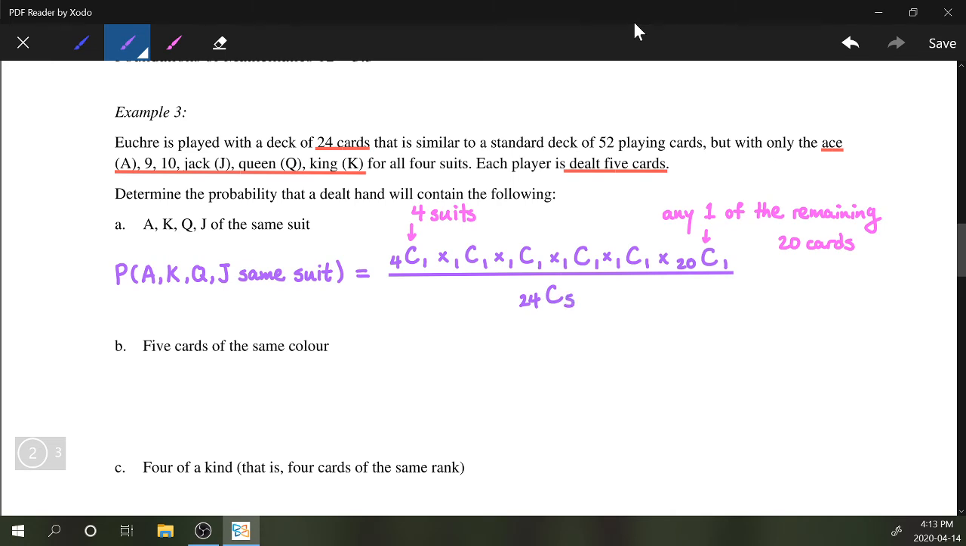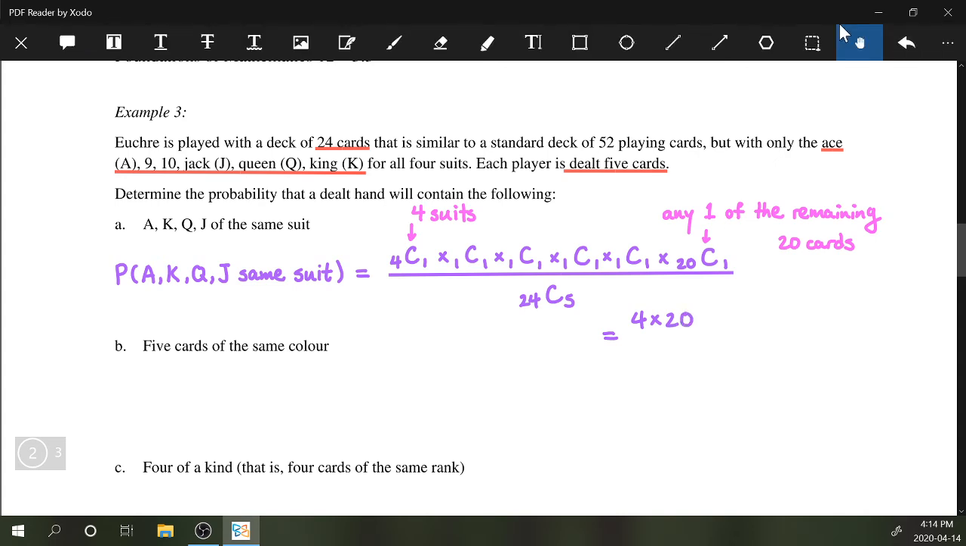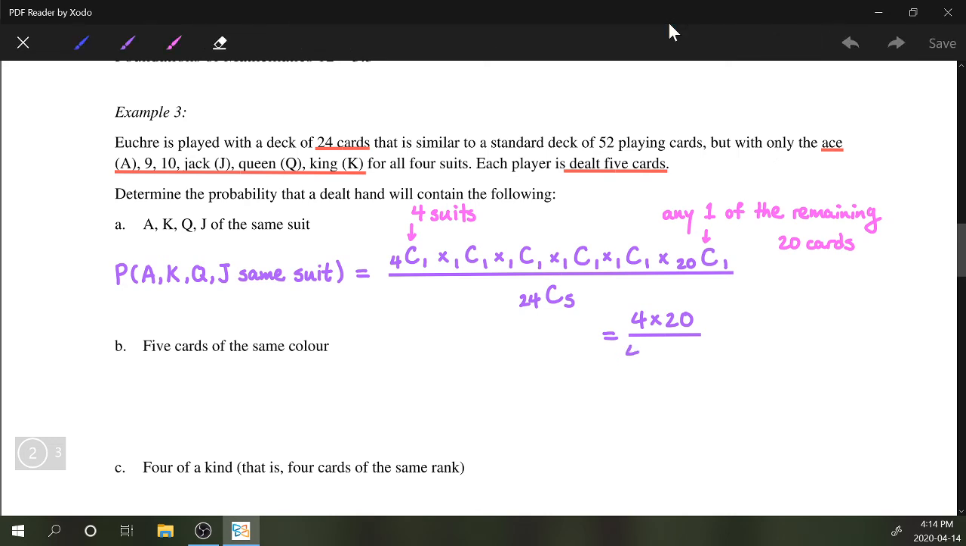So 4 choose 1 is 4, of course, and then we have ones in the middle part here. And then 20 choose 1, of course, is 20. So we have 4 times 20 divided by 24 choose 5, which now if you use a calculator to figure this out, this would be 42,504. And of course, you can write your answer as a percent. So that would be 0.188%.